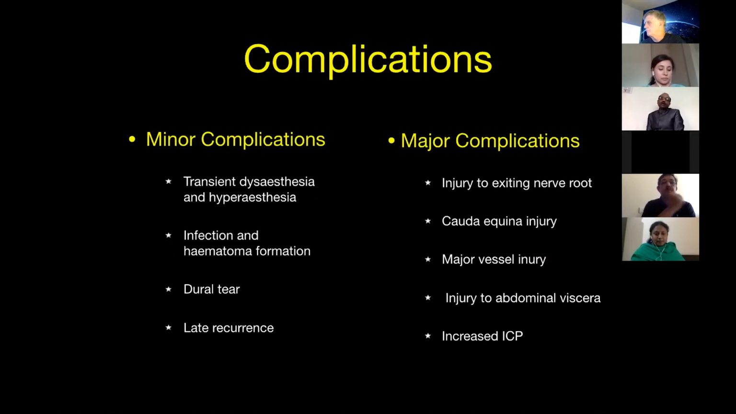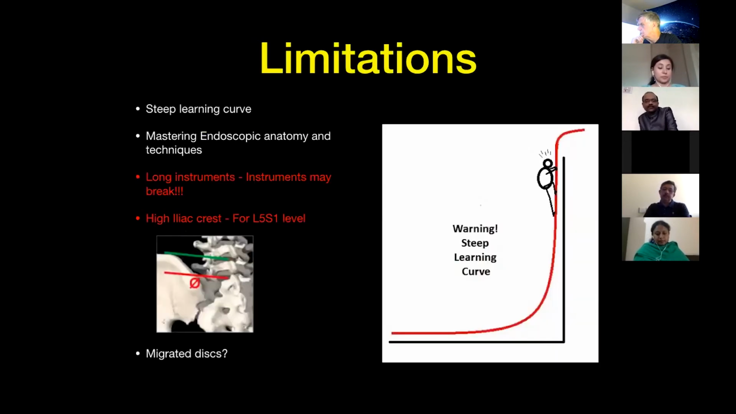But this technique is not without complications. The minor complications are transient dysesthesia, hyperesthesia along the nerve root, infection and hematoma formation; they are quite rare. Dural tear and late recurrence can happen. Major complications like injury to the exiting nerve root, cauda equina injury, major vessel injury, injury to the abdominal viscera, mainly the kidney, and increased ICP due to the pressure exerted by the irrigating saline have all been reported.